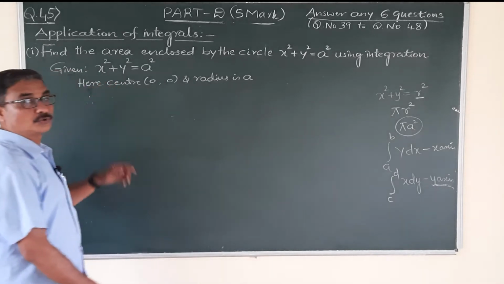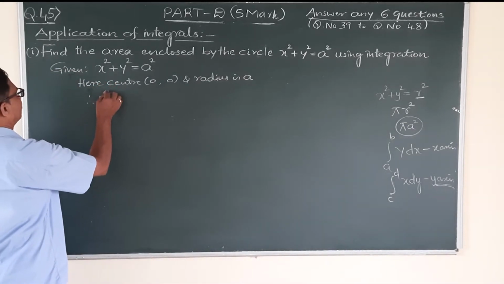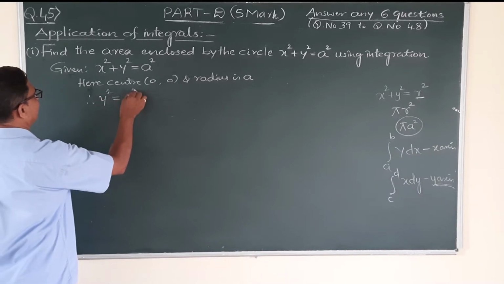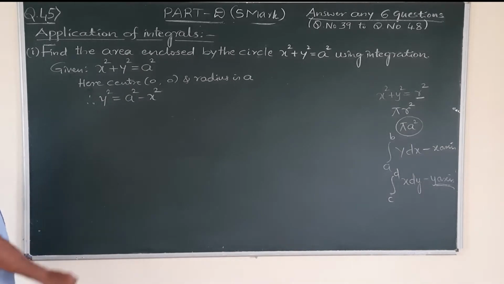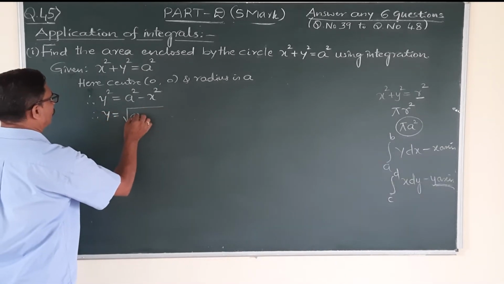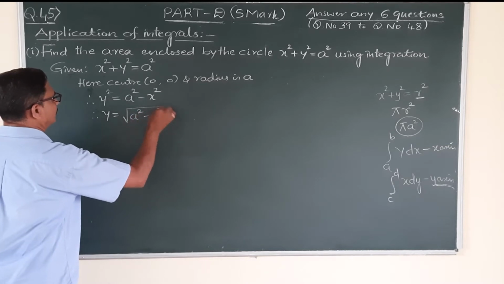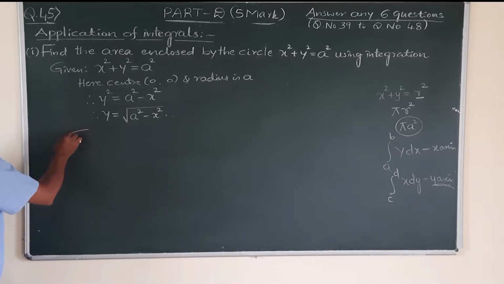Now, using this, let us find the value of y. So y square is equal to a square minus x square. That x square goes to the right side as minus x square. Therefore, y is equal to under root of a square minus x square. We got the y value.